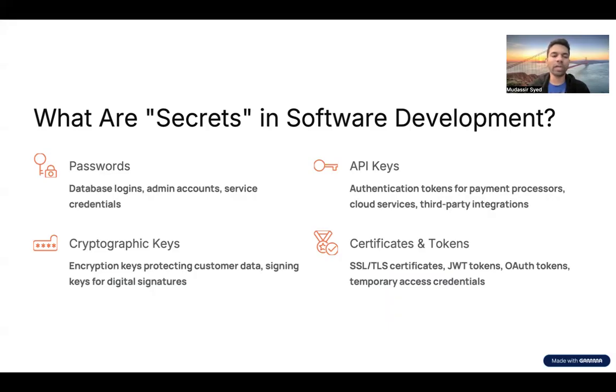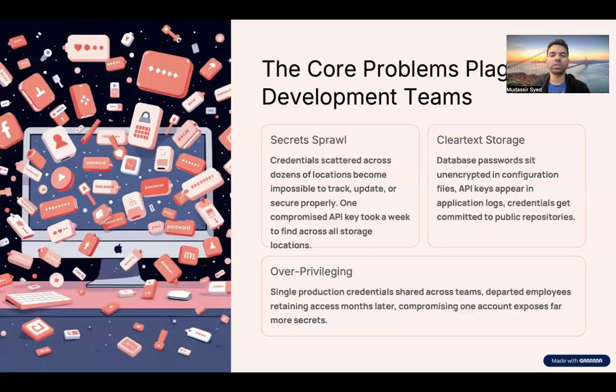And number three is cryptographic keys. Think of it like public and private keys. You might be having a public key for doing an SSH into your EC2 instance, and exposing them could lead to giving away one vector for the bad actors to exploit. And finally, certificates and tokens: JWT tokens, SSL certificates, OAuth tokens, temporary access credentials. These are all forms of secrets, those which we need to manage.